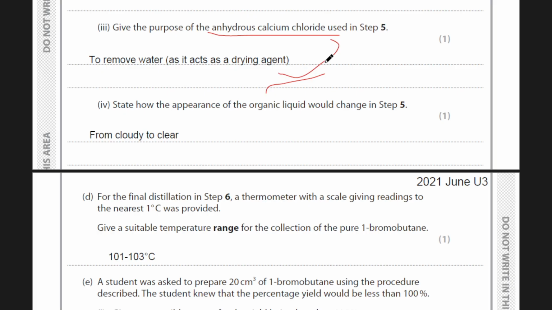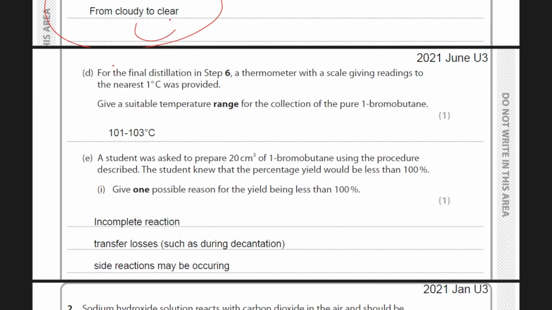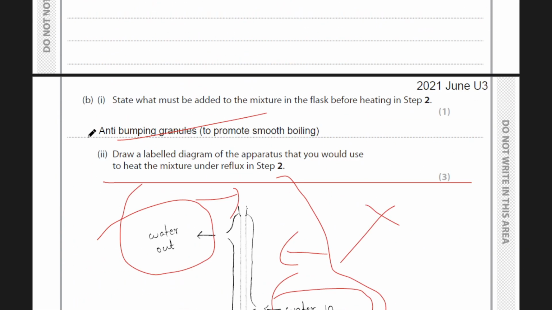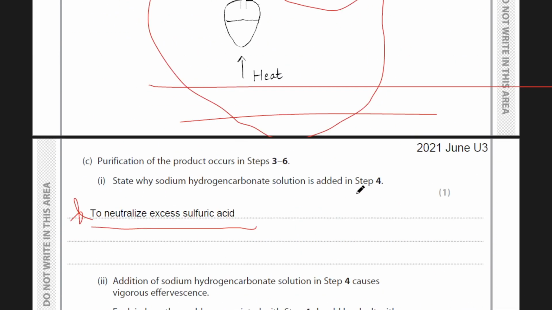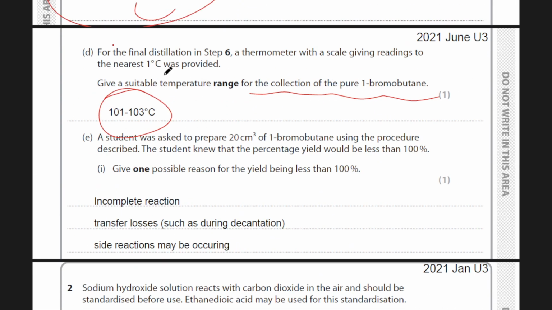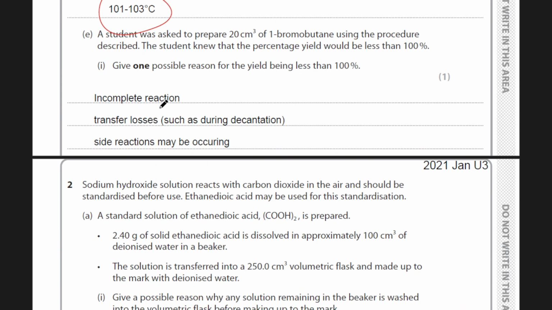And we will understand that the drying agent has completely performed its role when we see the organic layer turning from cloudy to clear, ensuring that all the water has been absorbed. For the final distillation in step 6, a thermometer with a scale giving readings to the nearest 1 degree Celsius, provide a suitable temperature range for the collection of pure 1-bromobutane. We can give 101 to 103 degrees Celsius, considering the boiling temperatures provided down here, 118 to 102. So a temperature between 101 and 103 is very much important.